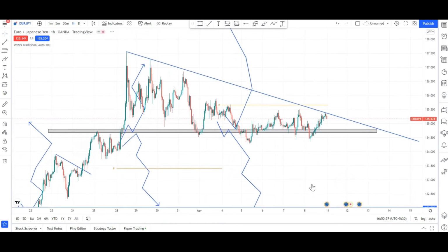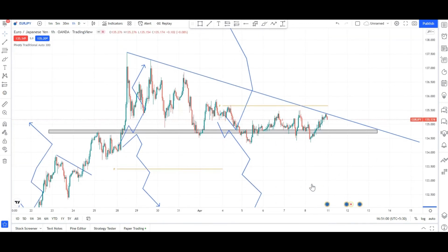Okay guys, after that this is one of the areas I told you, EUR versus GBP, but you can see that nothing happened, only consolidation happened. After this breaks, it will give us a very nice target next.